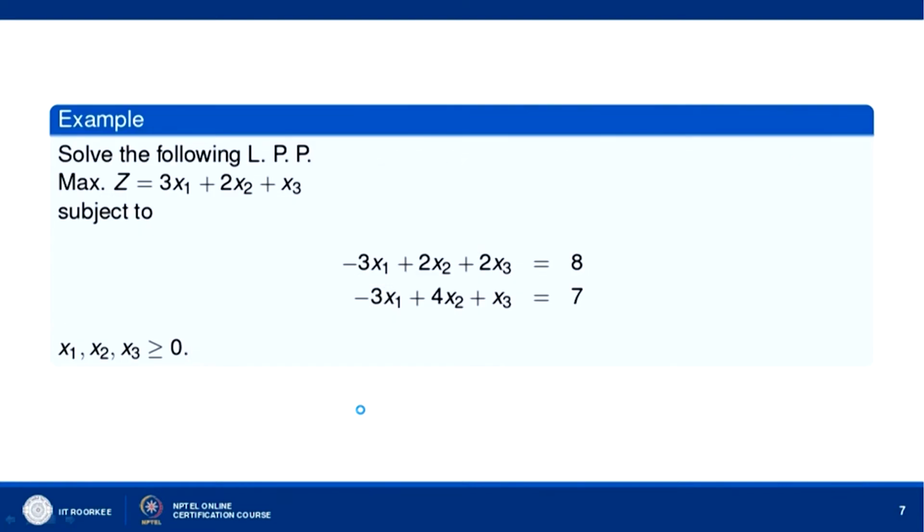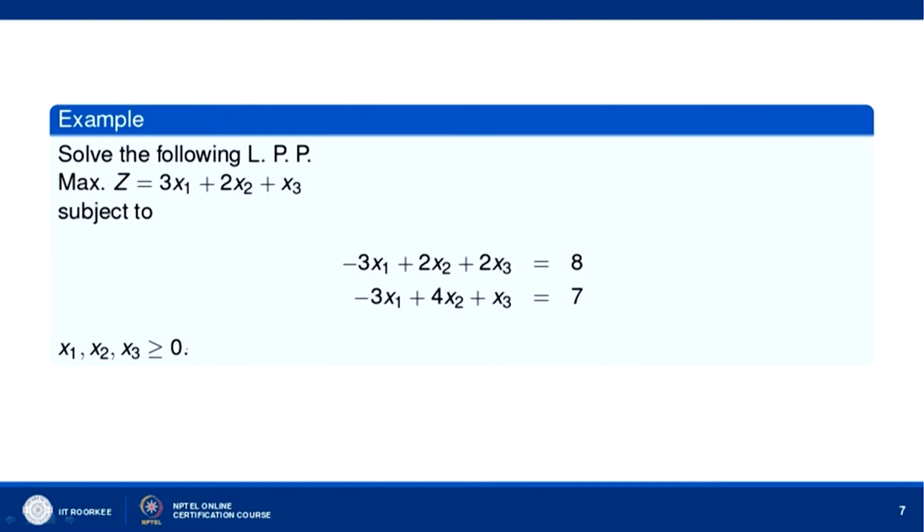Okay, now, let us consider the second problem, Z equal to 3x1 plus 2x2 plus x3. We have to maximize this objective function subject to the constraints: minus 3x1 plus 2x2 plus 2x3 equal to 8, minus 3x1 plus 4x2 plus x3 is equal to 7, x1, x2, x3 greater than or equal to 0.